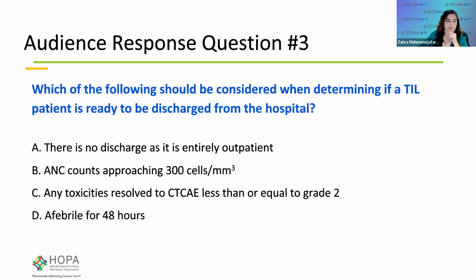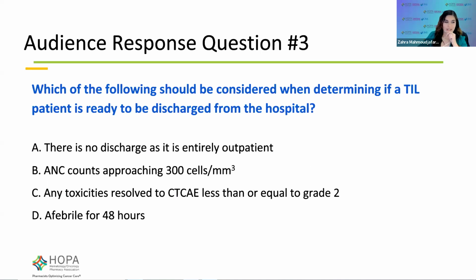The next question is, which of the following should be considered when determining if a TIL patient is ready to be discharged from the hospital? A, there is no discharge as it's entirely outpatient. B, ANC counts approaching 300. C, any toxicities resolved to CTCAE less than or equal to grade 2, or D, febrile for 4 to 8 hours.